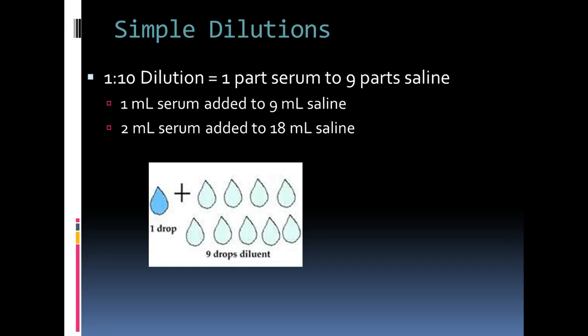Here's an example that helps a lot of people too. Here's a 1:10 dilution. Okay, there's 1 drop of patient serum and 9 drops of diluent for a total of 10 parts. This is a 1:10. I have so many students get this confused. Make sure that you know 1 drop added to 9 drops is a total of 10 drops. That's a 1 to 10. You could also have 2 mils added to 18 mils, which would also be a 1 to 10.